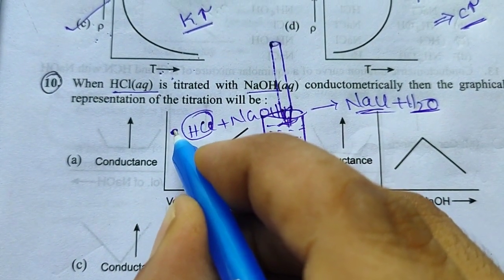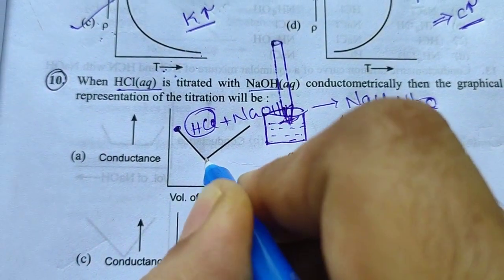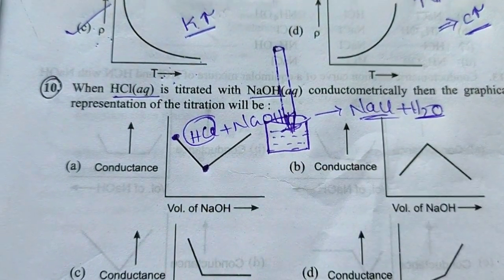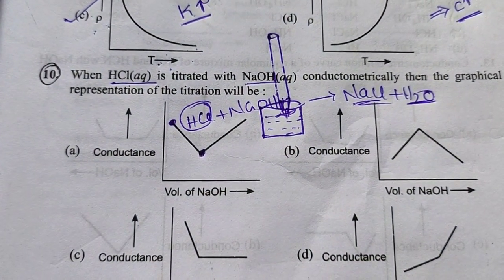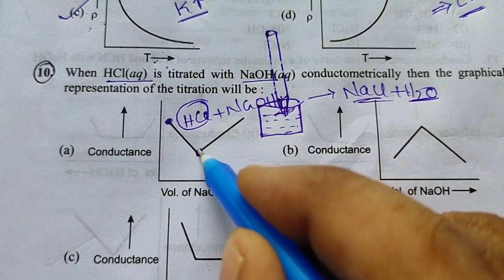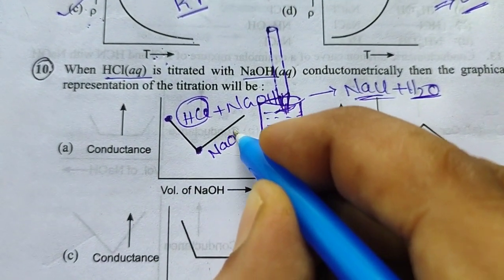Initially HCl conductance is more. By adding NaOH, the conductance of HCl decreases, and this point is the neutralization point, the end point. After that, conductance increases again. This increase indicates excess of NaOH.